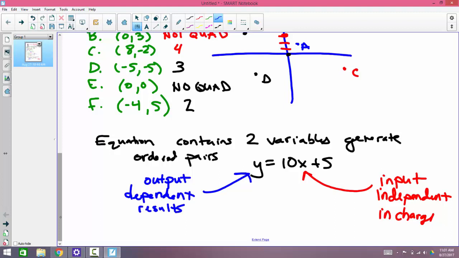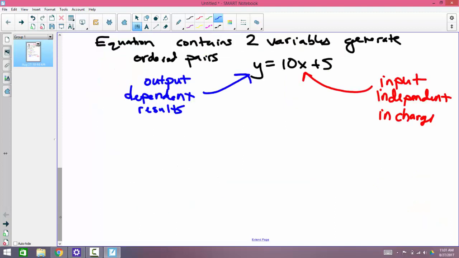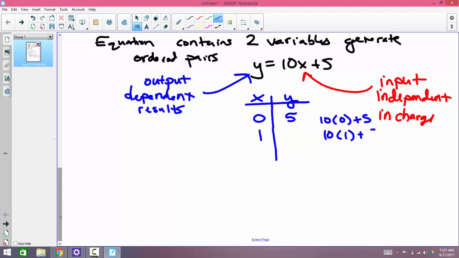So you should be able to generate a table for this. We would put x and y. If you plug 0 in for x, that would be 10 times 0 plus 5. So that is 5. If you plug a 1 in for x, 10 times 1 plus 5, that's 15. I'm hoping that you remember that this is the slope, so this is the increase. See how we are increasing by 10?